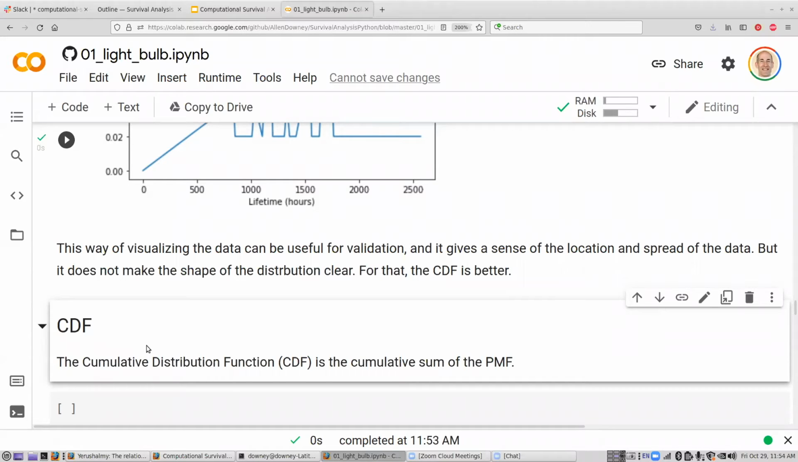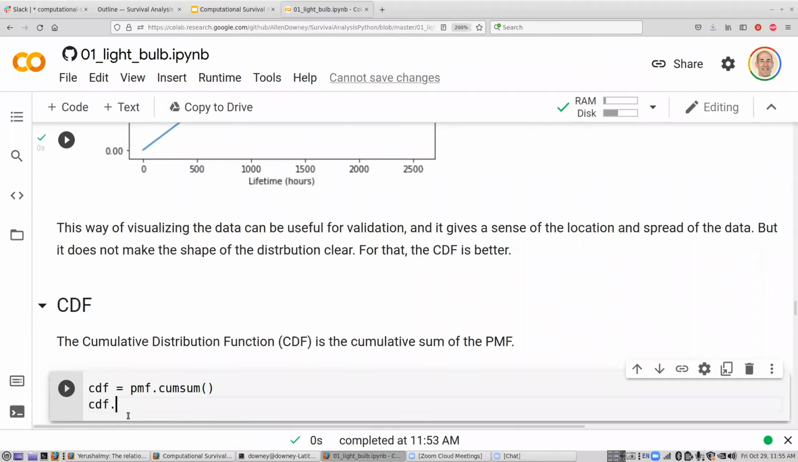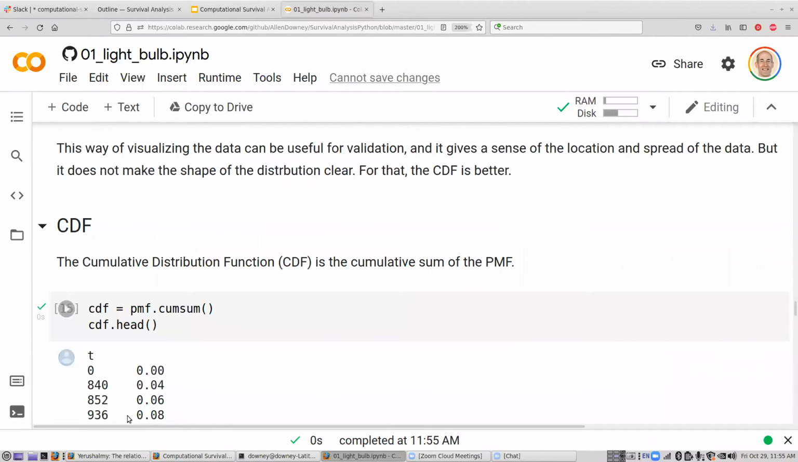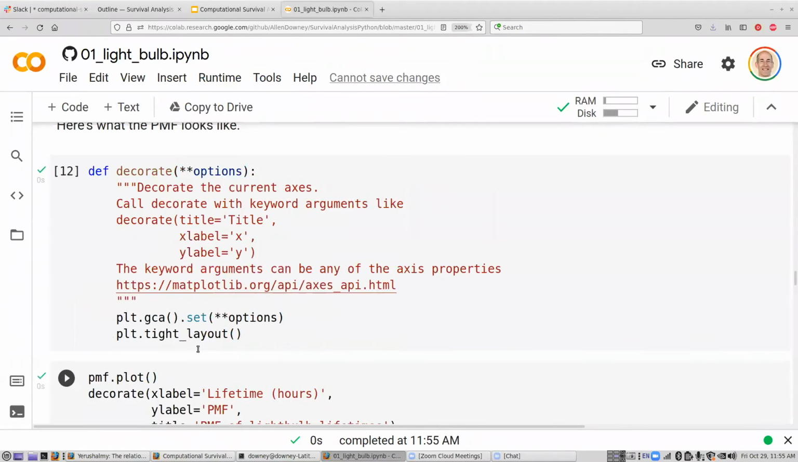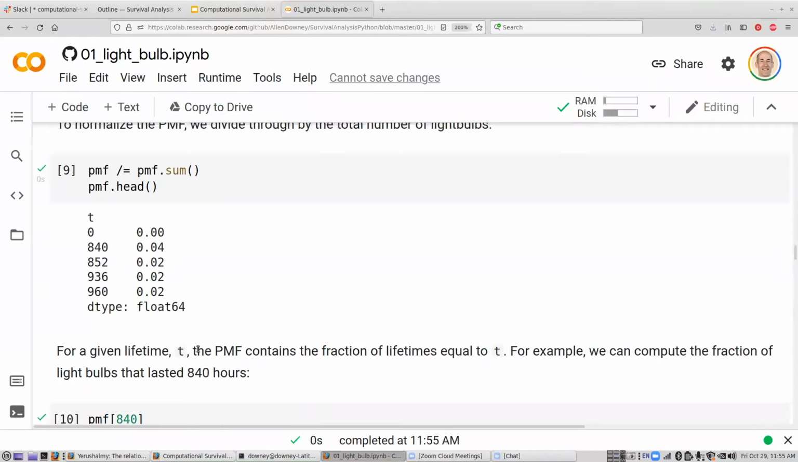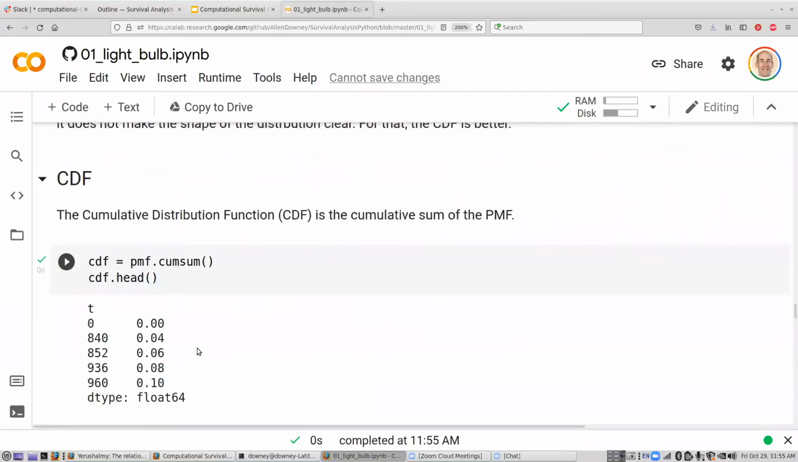So let's move on. We've got a distribution and we've represented it with a PMF. The next thing we'll do is also represent it with a CDF. In terms of discrete mathematics, it is the cumulative sum of the probabilities that are in the PMF. So I'm going to create a new CDF, which is the PMF.cumsum. That is a Pandas function that computes cumulative sums. If we look at the head, the first few values in the CDF, we can see that these values, 0.04, 0.06, 0.08, 0.10, are the cumulative sums from the PMF. So 4, 2, 2, 2, if you add it up, becomes 4, 6, 8, 10. And that's what we have in the CDF.